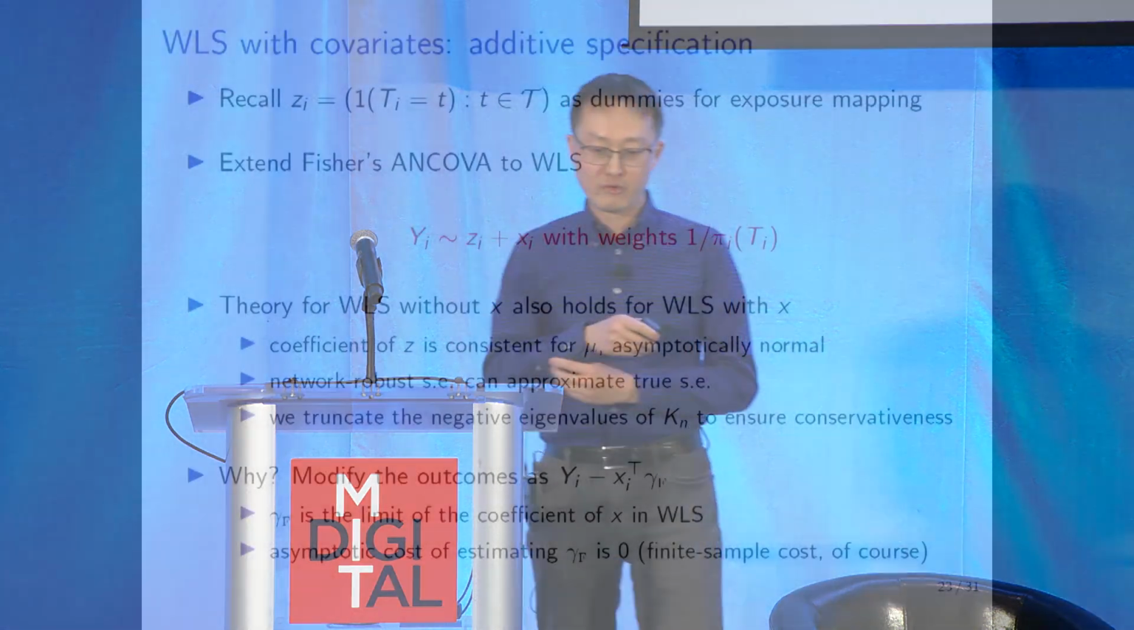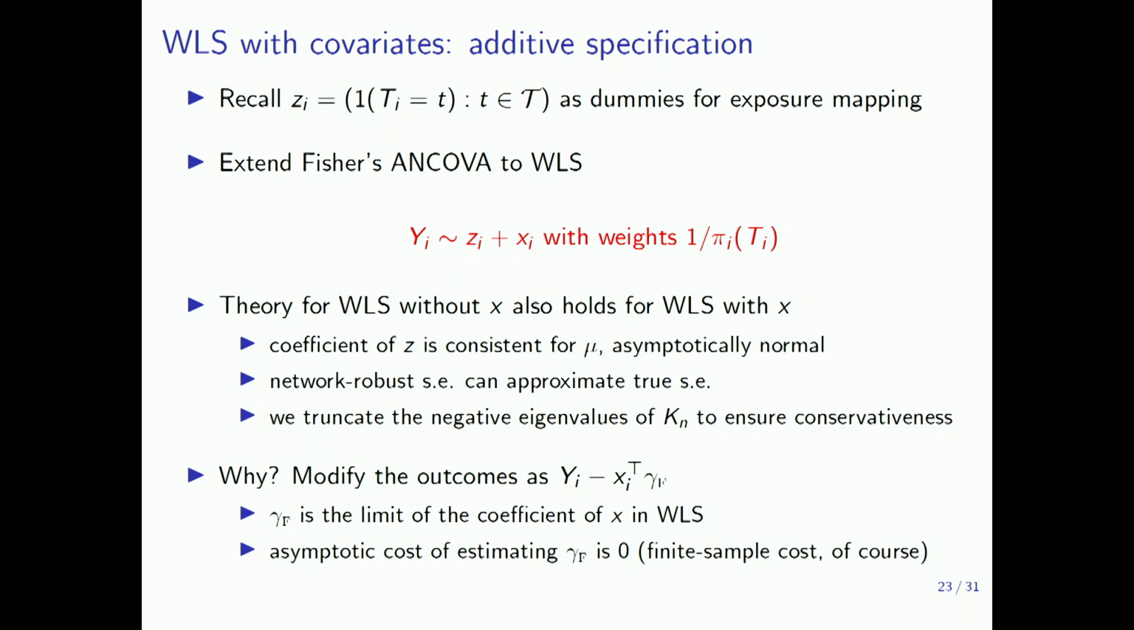Okay, more complicated regression with covariates. We regress Yi on Zi, also Xi. Why do we do this? Because Fisher did this in a simple treatment control experiment without interference, running this regression by least squares. I think I copy-pasted the results because the results are the same asymptotically.